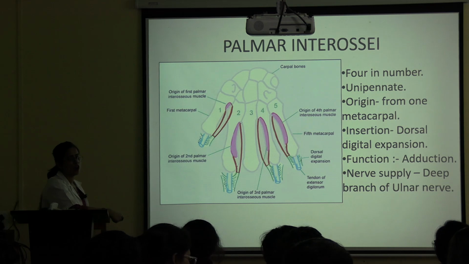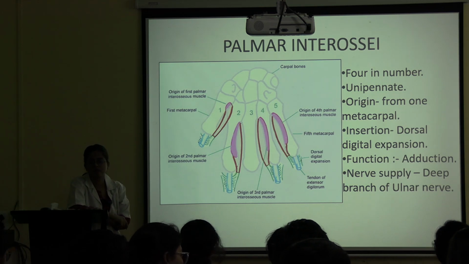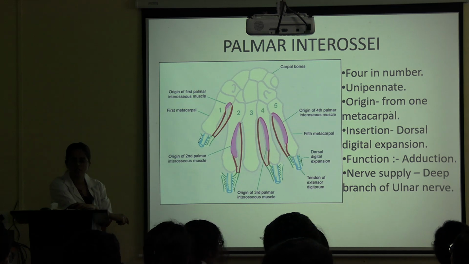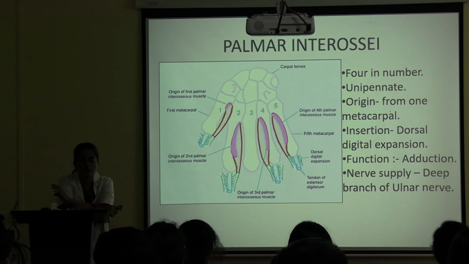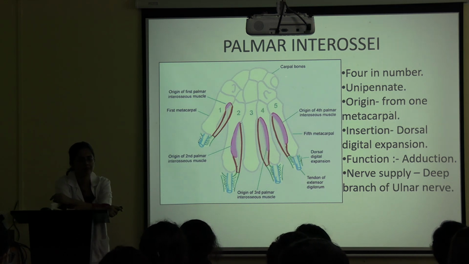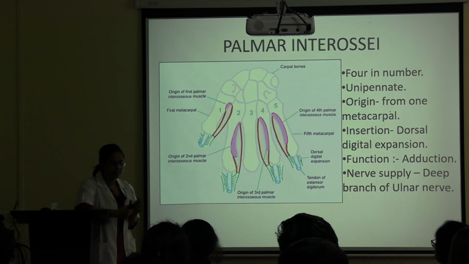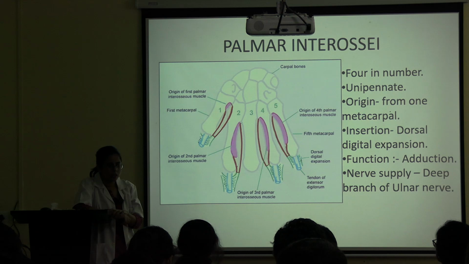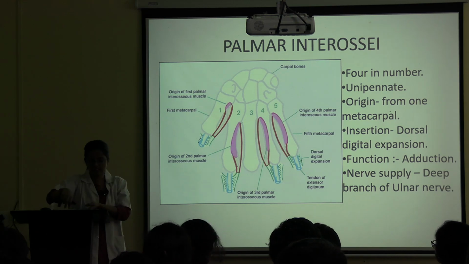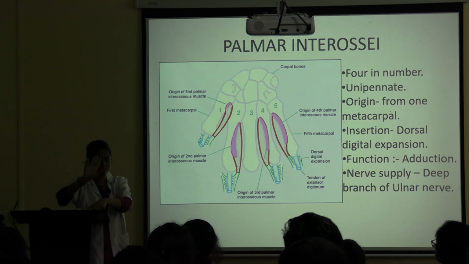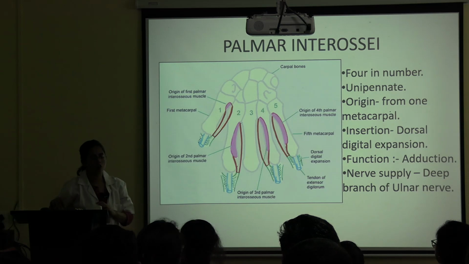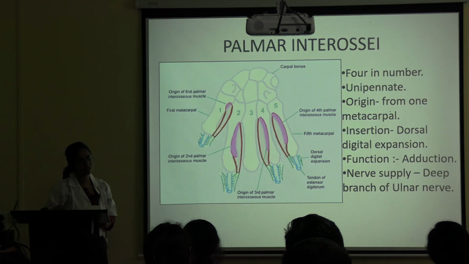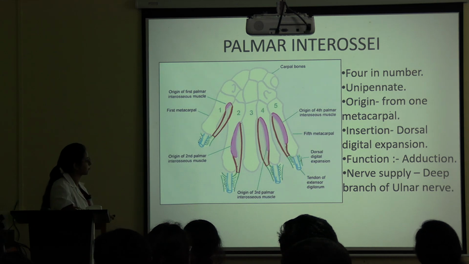So, origin from the metacarpus. Insertion, the expansion. Have you understood what the dorsal digital expansion is? The extensor tendon will get expanded and form the dorsal digital expansion, which will be present dorsal to the metacarpophalangeal joint and proximal phalanx. This is the dorsal digital expansion. It will get inserted here.